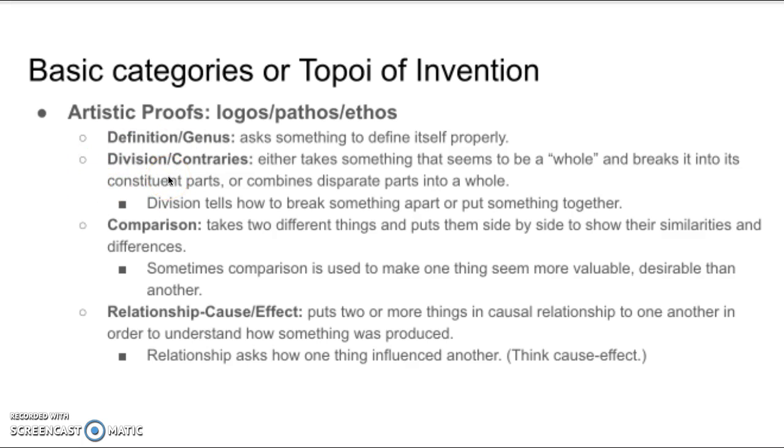Next, another category of topoi or of invention is something called division. It's also sometimes called contraries. And this particular category takes something that seems to be whole and breaks it into its constituent parts, or it can also look at something that's already broken apart and try to piece it back together to get the whole picture. So division tells us how to break something apart or how to put it back together.